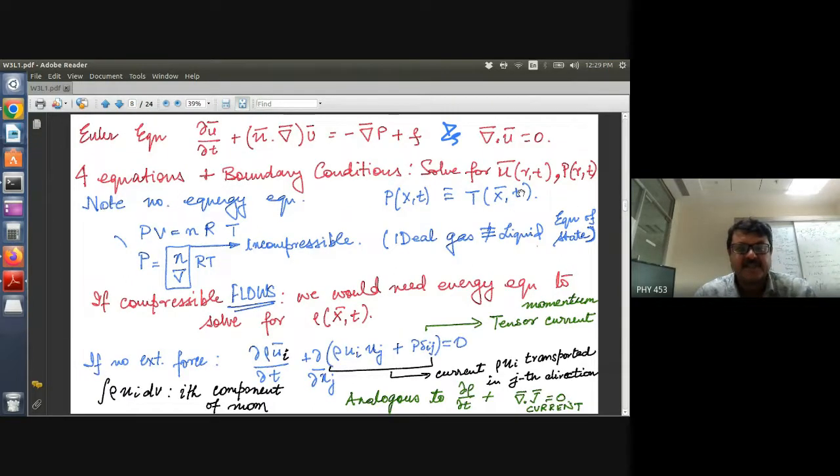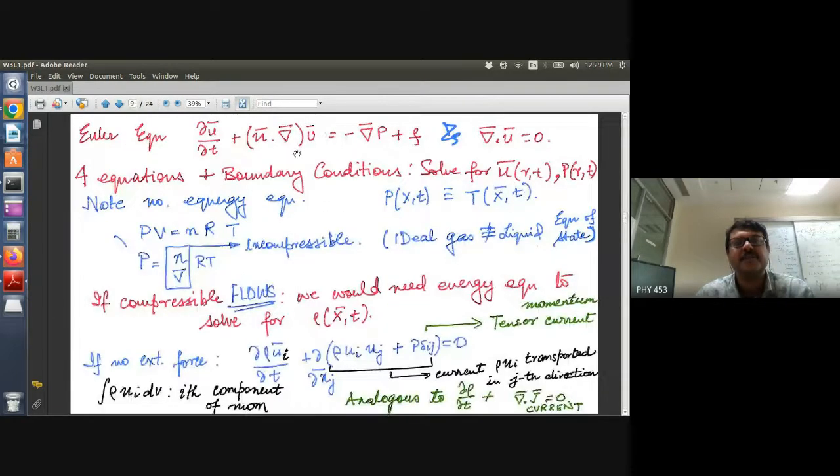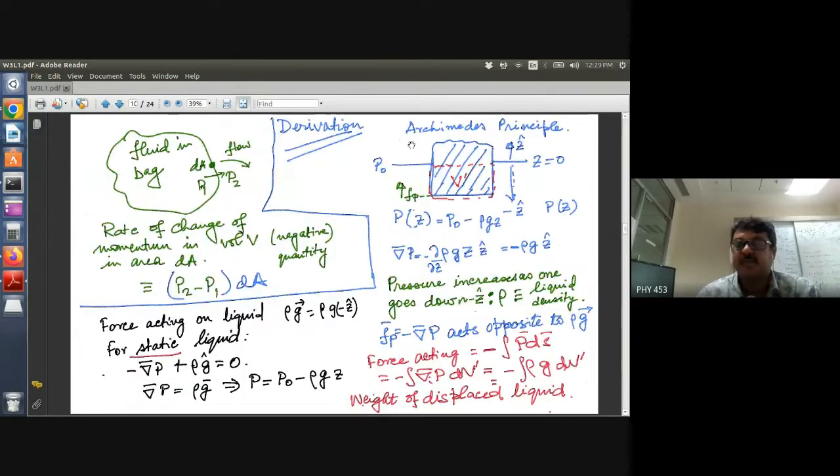So in that case, if you look at this equation, there's no space dependence in U, there is no time dependence in U, there's no flow for that matter. So U itself is 0. In that case, minus grad P plus F is going to be 0, right? So that's what we have written: minus grad P plus rho G per unit volume equal to 0. And if you integrate this equation, you will get P equal to P0 minus rho GZ.